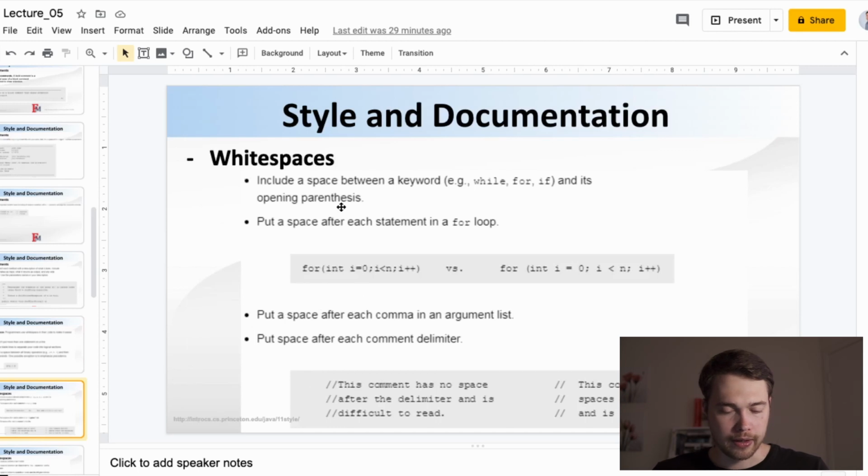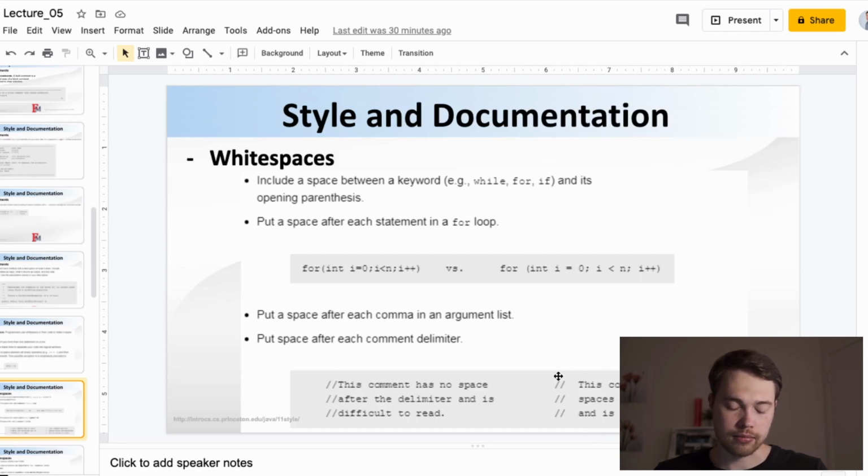White spacing: include white spacing between keywords like while, for, if, and opening parentheses. Put a space after each statement in a for loop. We'll be talking about loops very soon. If you consider this statement and this statement, the one on the left is much more beautiful, much easier to read. So do this. Put a space after each comma in an argument list, and put a space after each comment delimiter. So this is not as good as this. Please stick to this convention.